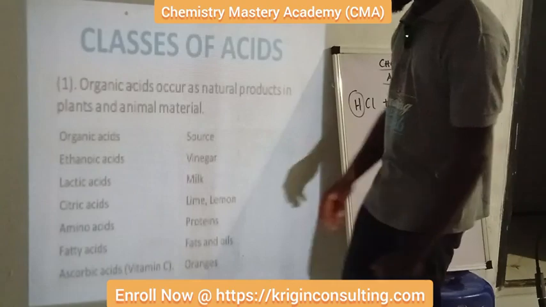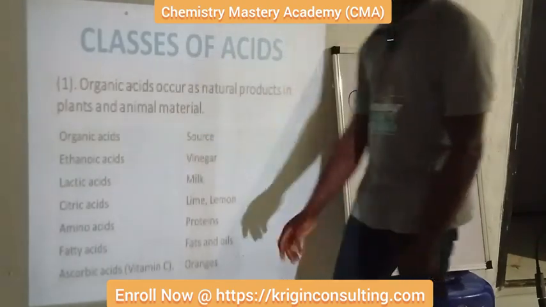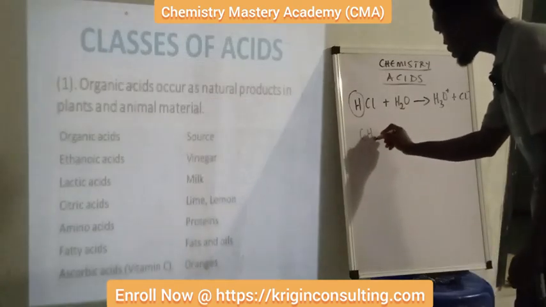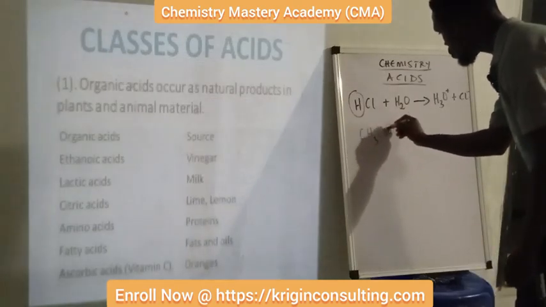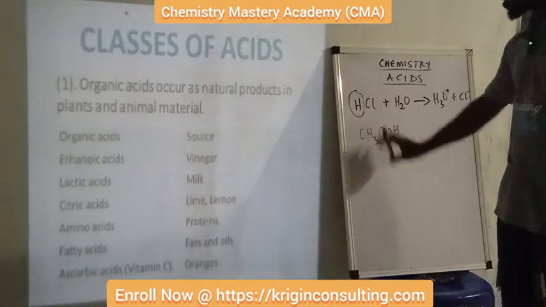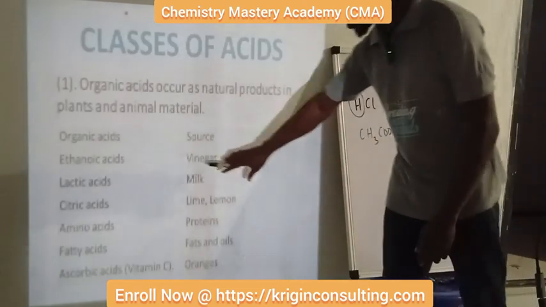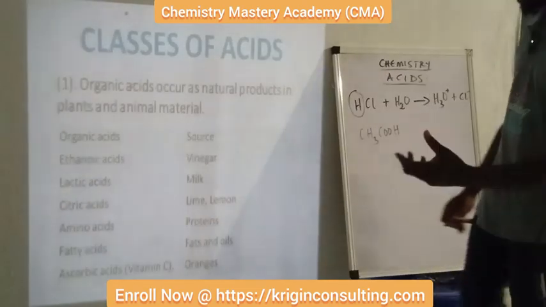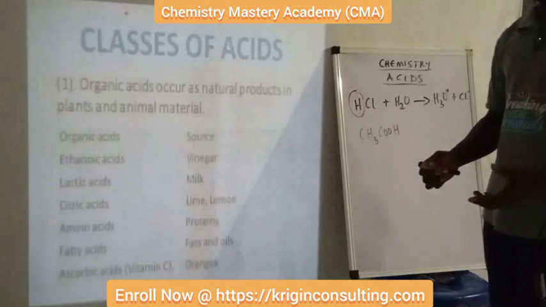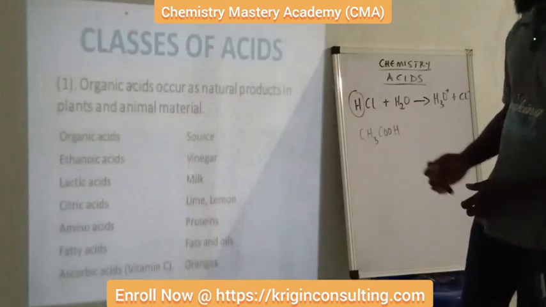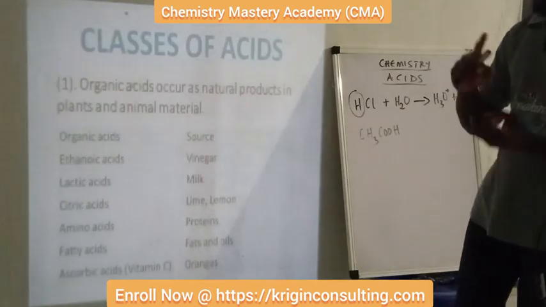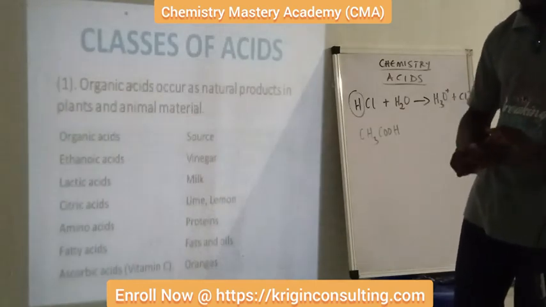We have ethanoic acid, which is CH3COOH. Where can we find ethanoic acid? You can find ethanoic acid in vinegar. Then we have lactic acid, which can be found in your milk. We have citric acid, which can be found in your lime and your lemon.